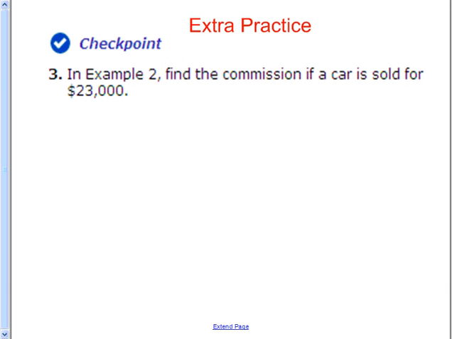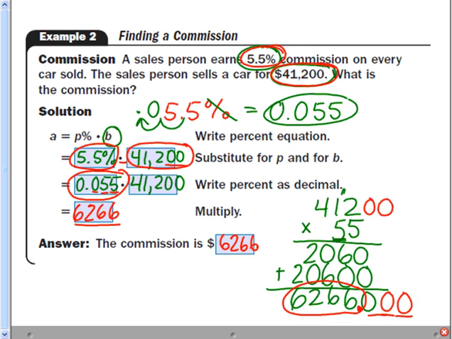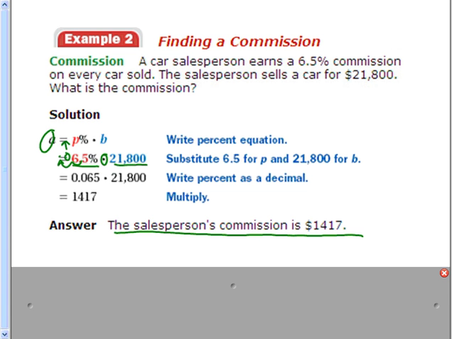So at this point, if you are feeling good about example 2, you can go ahead and try checkpoint 3 in your note-taking guide. I'm going to go ahead and do one extra practice example for those who would like to see one more example. So let's go with number 3. In example 2, find the commission if a car is sold for $23,000. So we're just getting a different price of a car, but we're going to go with the 6.5% commission that we were given.